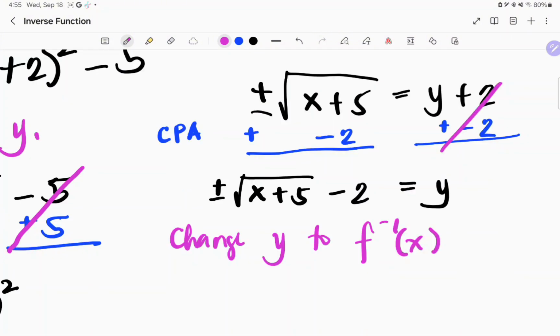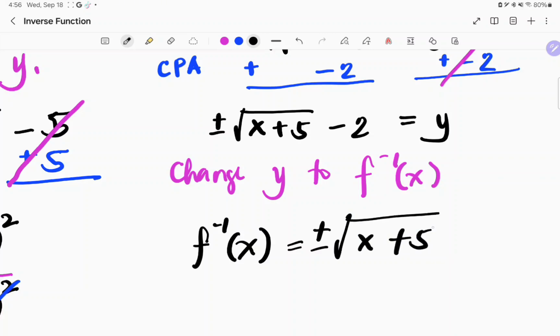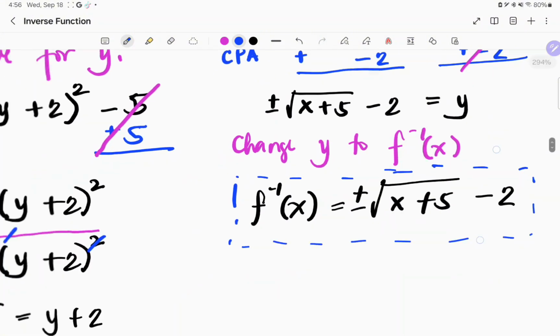So our final answer will be, as we go on the last step, change y to f of negative 1 of x. So our final answer will be f of negative 1 of x is equal to plus or minus square root of x plus 5 minus 2. So this is now the inverse of the given function.